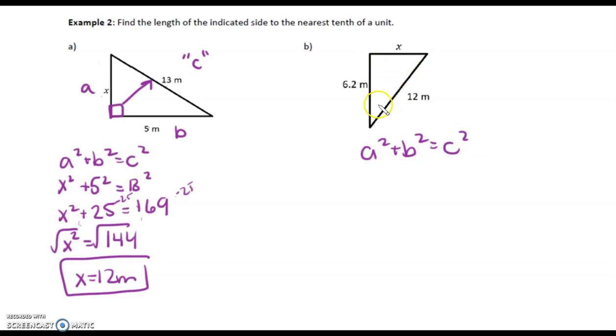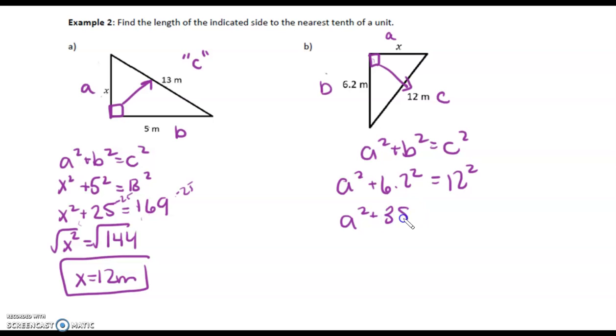And for B, identify the right angle. The opposite side is going to be c, so that's going to be the 12 squared. And now let's just call these a and b. So a squared plus 6.2 squared equals 12 squared. So what's 6.2 squared? I get 38.44. And that's going to equal 144.